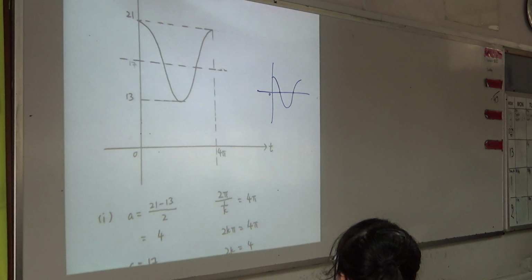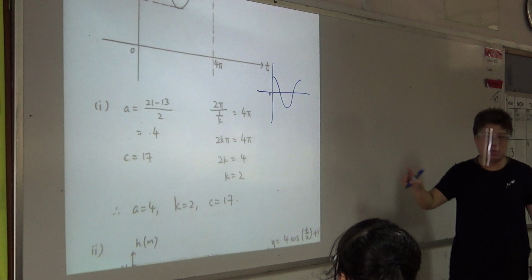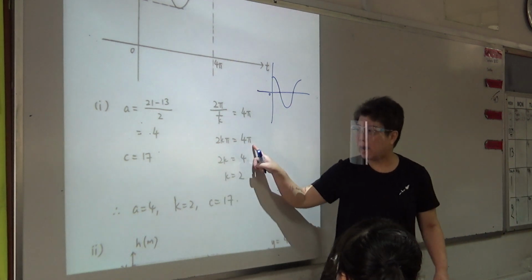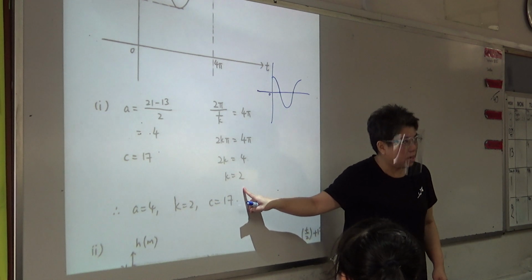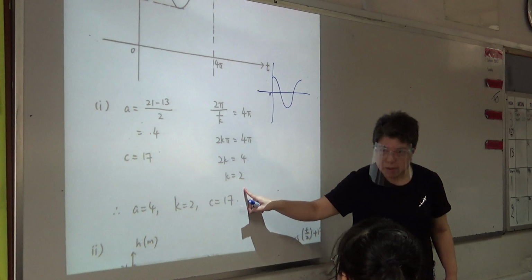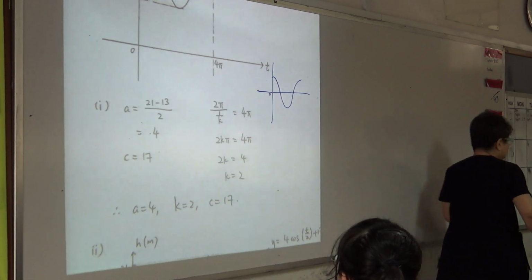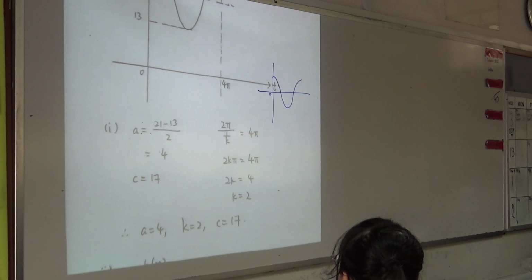And last part, now remember 2 pi over B is the period. Now my B is 1 over K. So I do this, I can solve, I can get K equals 2. Everybody clear now? Everybody clear now? Can or cannot? Can, okay, now, next. Any question you want to ask about 4, 17, and 2? Are you okay? Can understand? Okay, thank you.